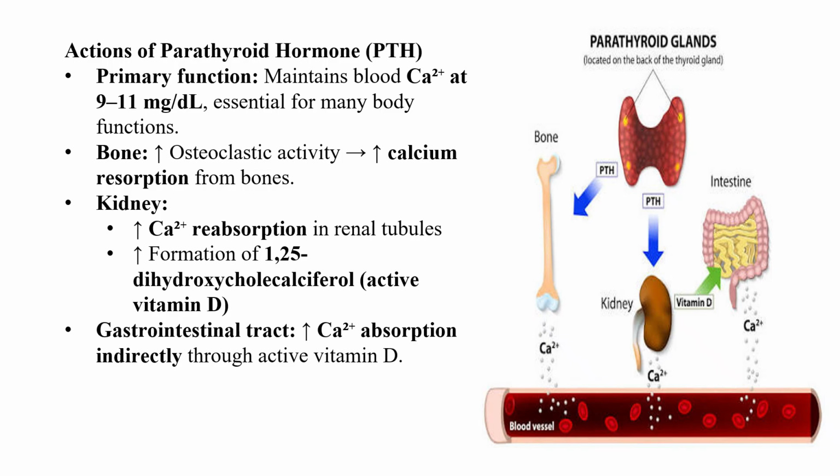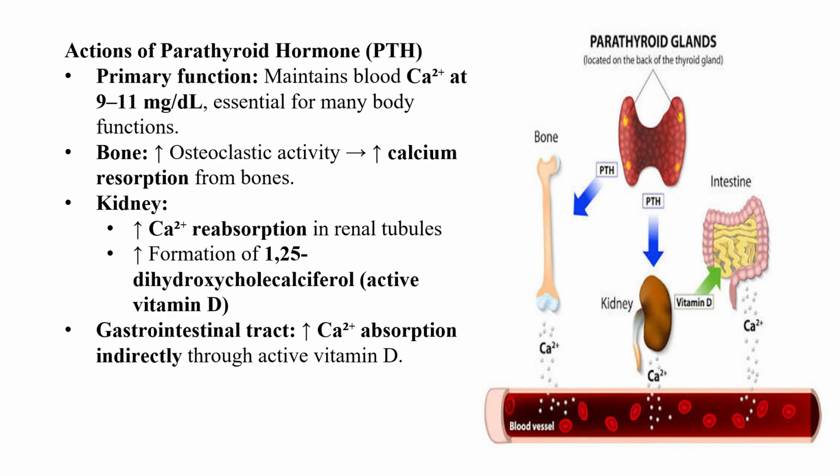Next, PTH acts on the kidneys. It increases calcium reabsorption in the renal tubules. This means less calcium is lost through urine. PTH also increases the formation of 1,25-dihydroxycholecalciferol, which is the active form of vitamin D. This active vitamin D then helps increase calcium absorption from the gastrointestinal tract.